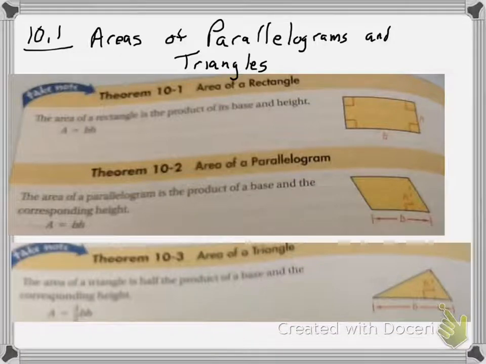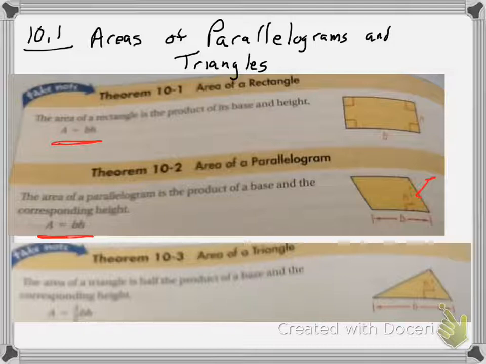10.1 is about area of parallelograms and triangles. We're going to use these formulas to help us through this stuff. So area of a rectangle is base times height. Area of a parallelogram is also base times height, but notice that the height drops down from one of the vertices and it's 90 degrees with the base.